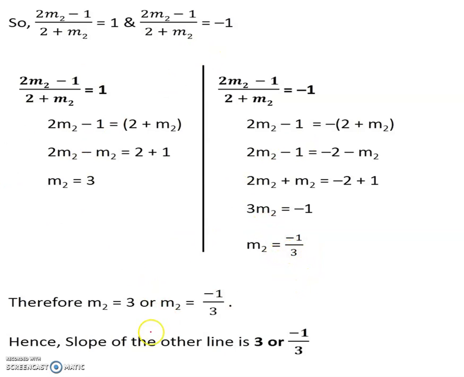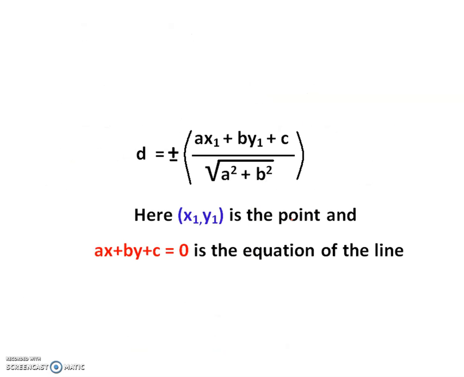From these two derivations, we have the two slopes. m2 is equal to 3 or m2 is equal to -1 upon 3, so the slope of the other line is 3 or -1 upon 3. Both values are derived from the two cases, the first is 1 and the second is -1, which lie in the first quadrant or second quadrant.